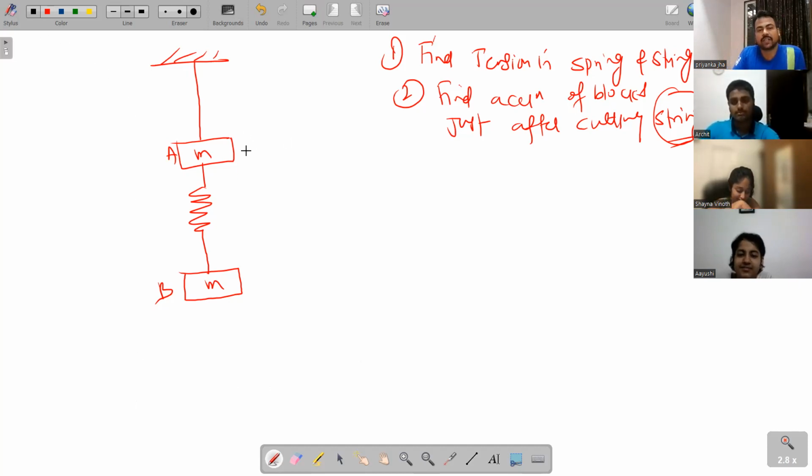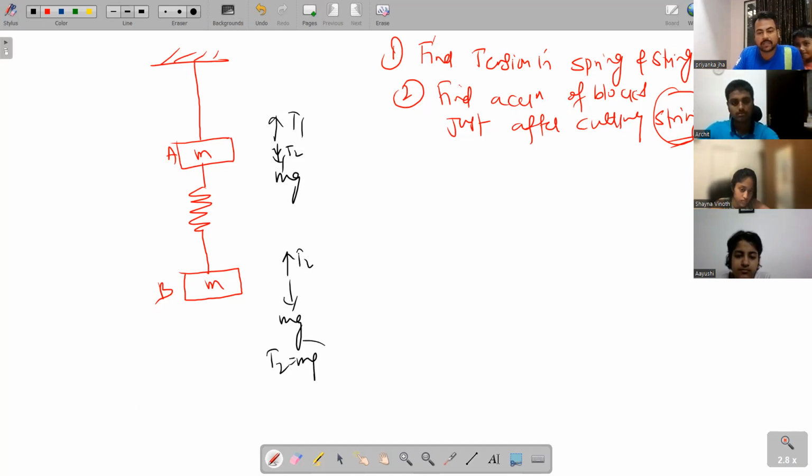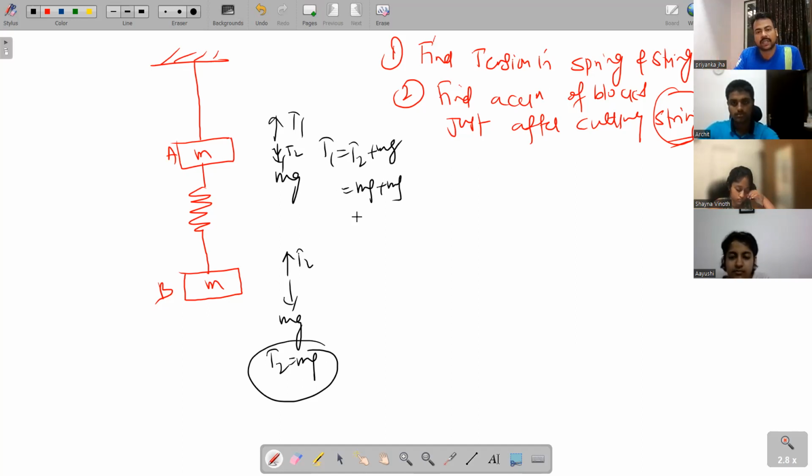See, I'll do. Draw the FBD of this block. One tension is acting upward, mg is acting downward, and this will also have a spring, some tension, so T2 down. Here T2 and here mg. It is in equilibrium, so T2 is mg. This is also in equilibrium. So T1 equals T2 plus mg, so mg plus mg. So T1 is 2 mg.